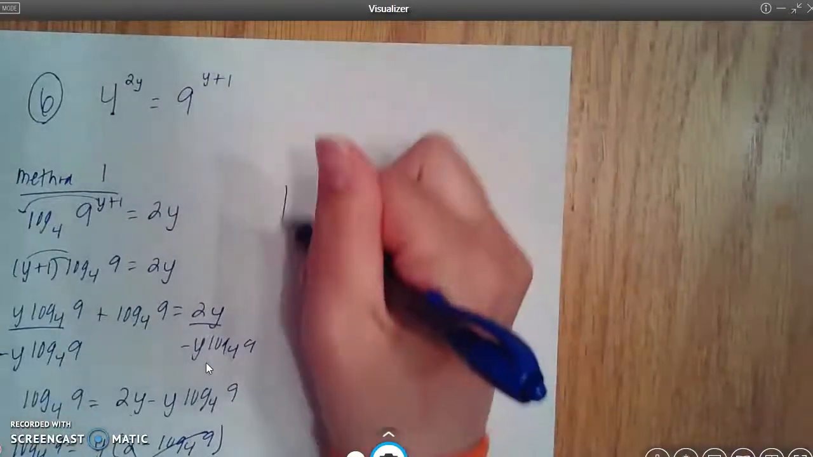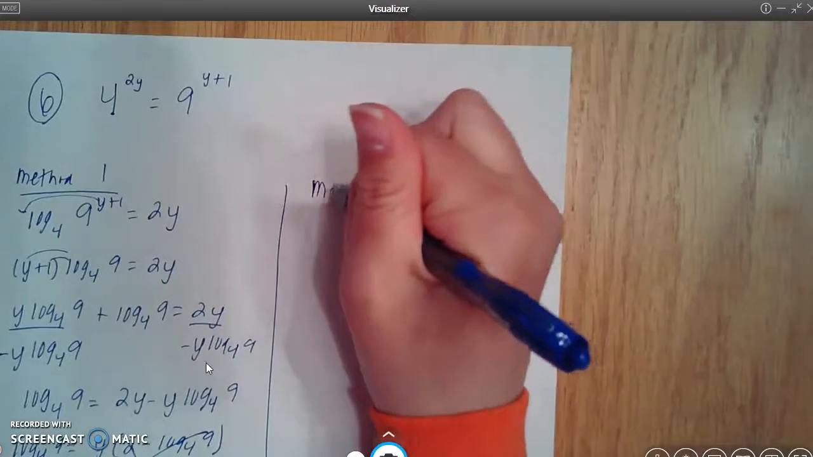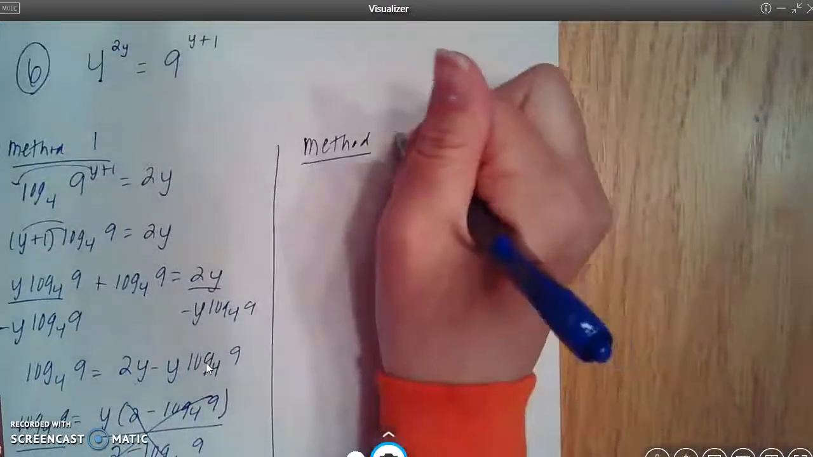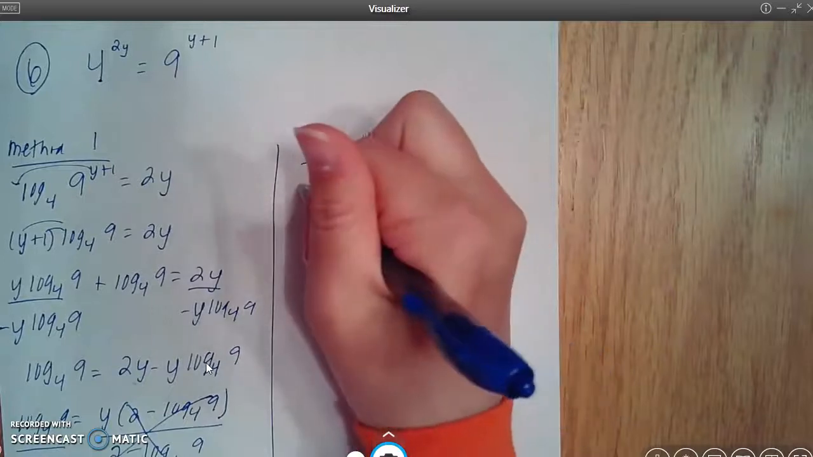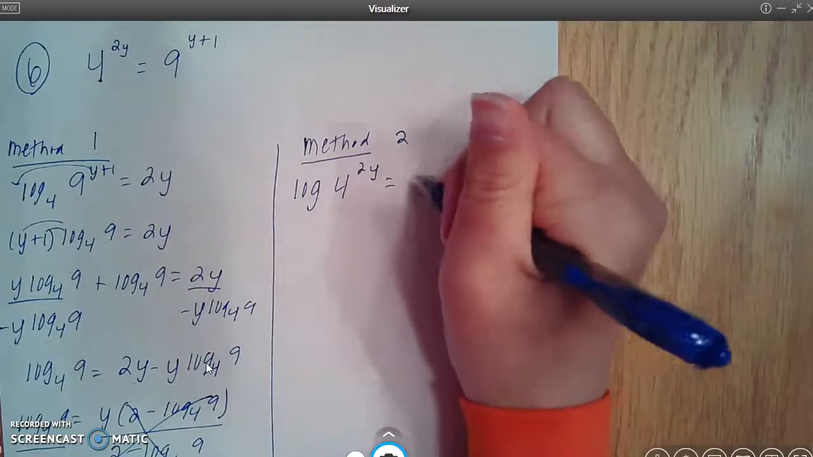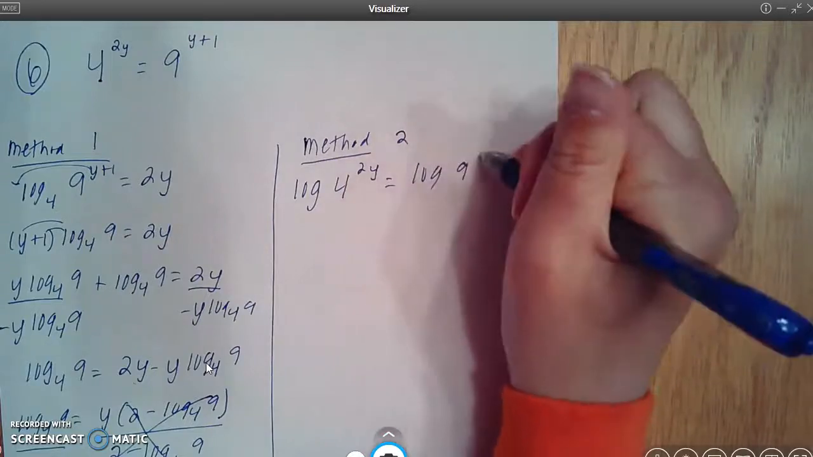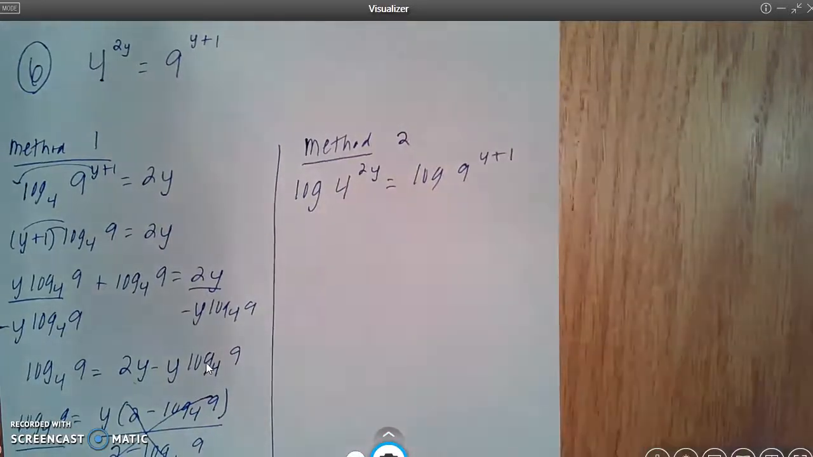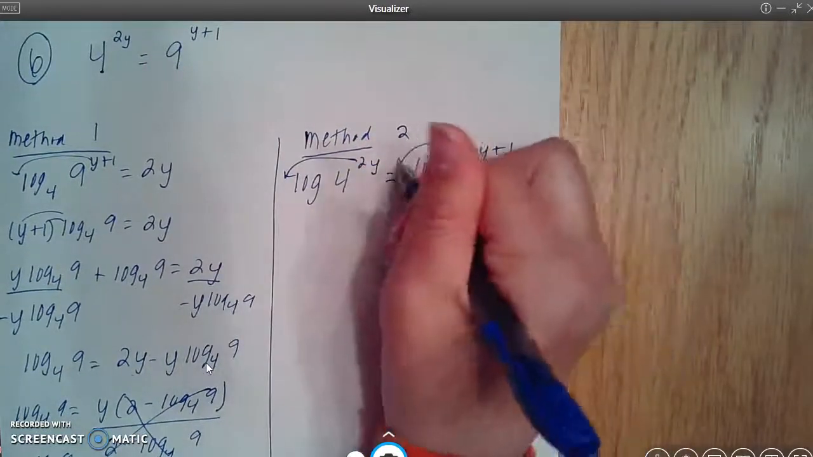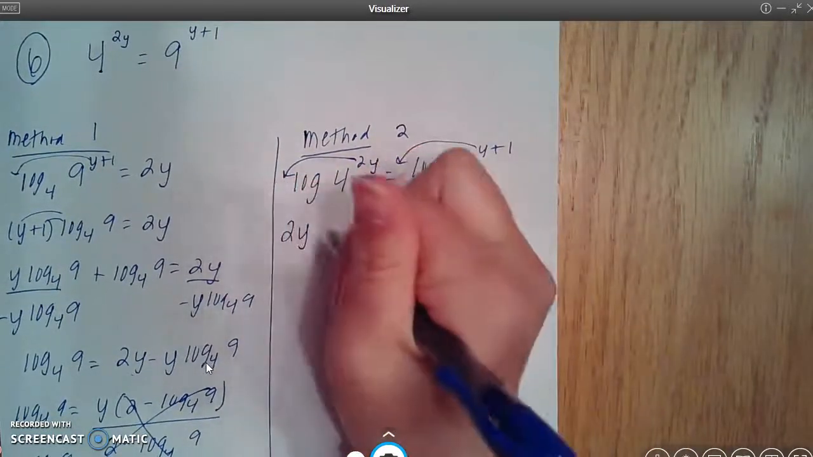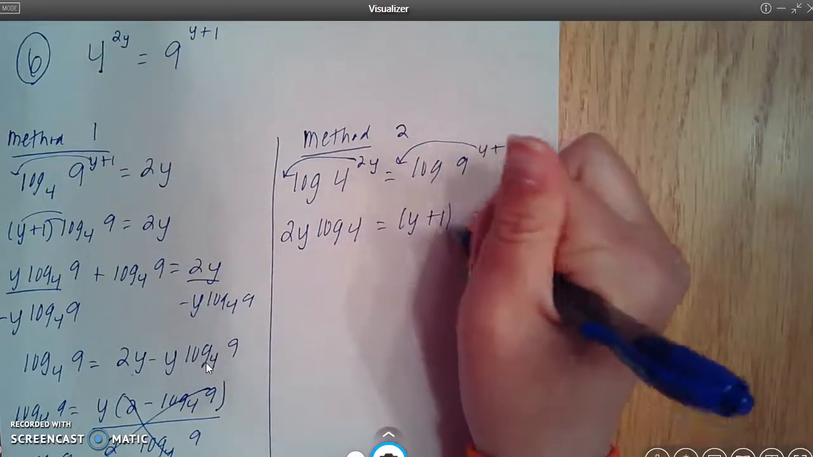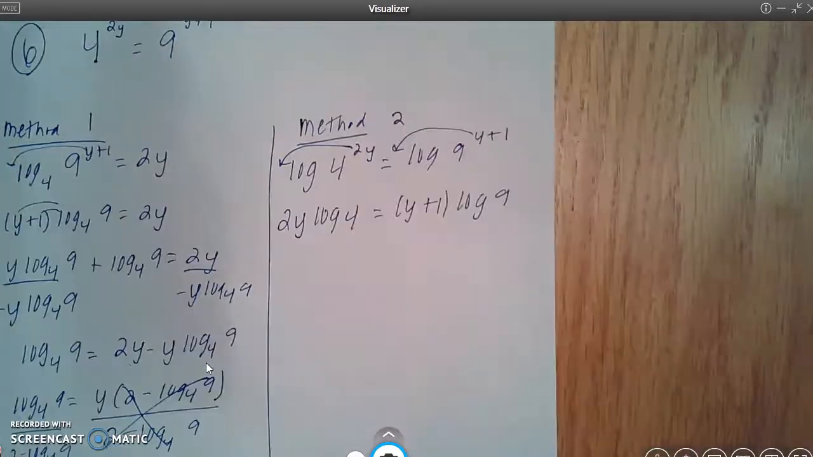Now here's going to be method 2. So method 2 means that you have to get your bases by themselves. So what I'm going to do is I'm going to take the log of both sides. I'm going to get log of 4 to the 2y is equal to log of 9 to the y plus 1. And the reason that you would do that is now you can take your exponents and you can move them out front of both those logs. So I'm going to get 2y log of 4 is equal to parentheses y plus 1 log 9.